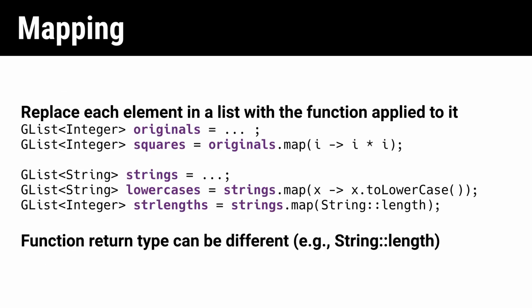So here is how mapping might work. I have some original list of integers, and then the squares could be originals.map, and what's a function that takes an integer and squares it? i arrow i times i.